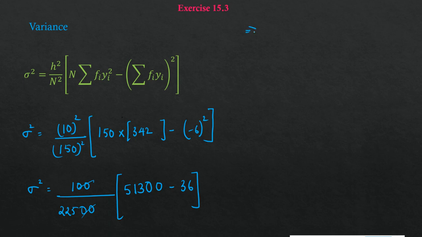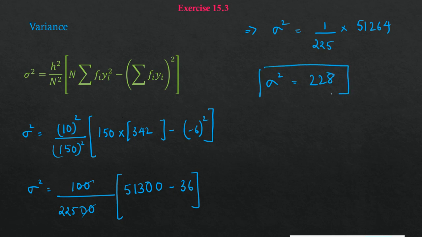Upon solving further, I will be getting sigma square, which is going to be equal to 1 divided by 225 multiplied by 5, 1 minus 36. So 500 and 260, 260 plus 4 is 264. Sigma square, which is going to be the variance, you will be getting approximately equal to 228. This is the value approximately you will be getting.